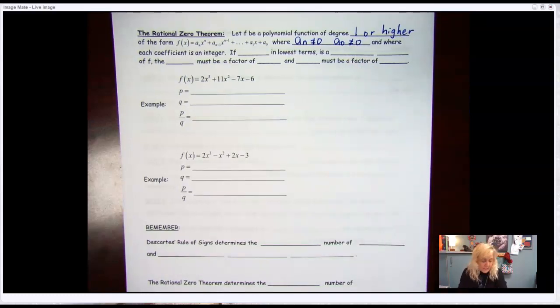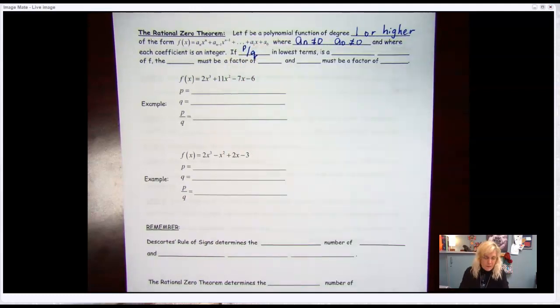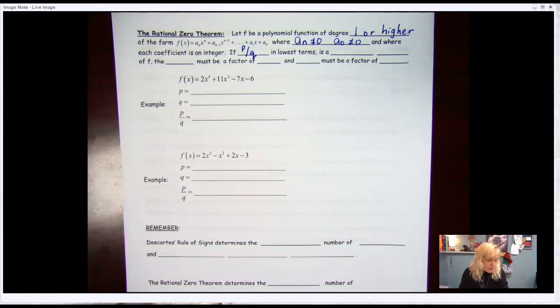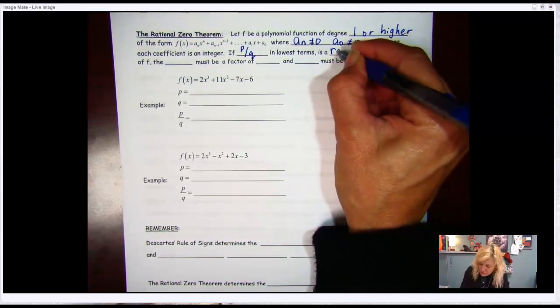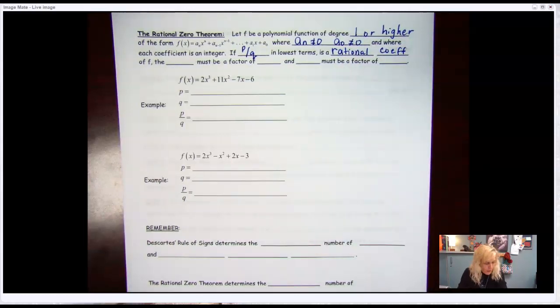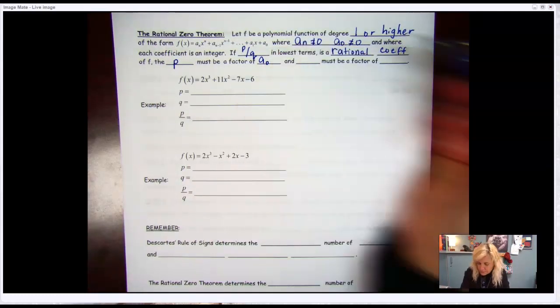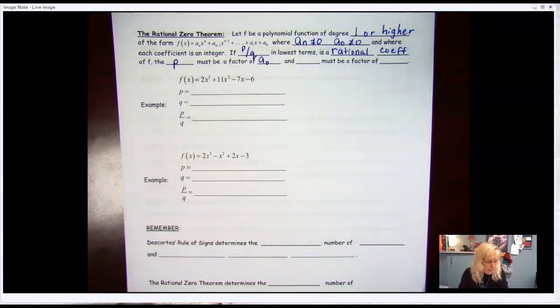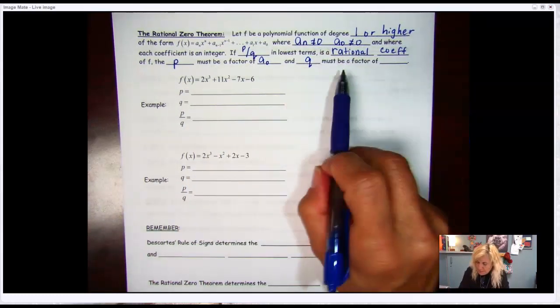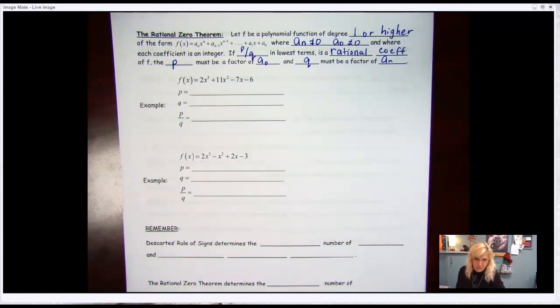And where each coefficient is an integer. So each coefficient has to be a whole number, positive or negative. And what we're going to do is p divided by q, and I'll talk about what those letters mean. And in the lowest terms, it is going to be a rational coefficient of f. P is going to be a factor of a sub 0, which is the last term. And q must be a factor of a sub n, which is the leading coefficient.